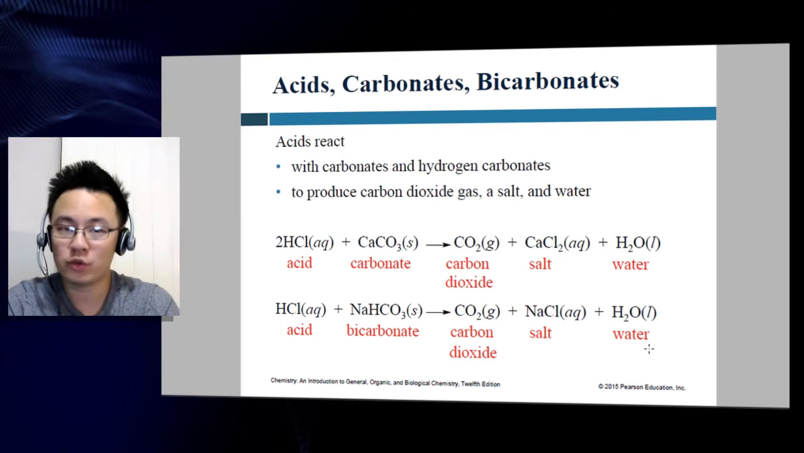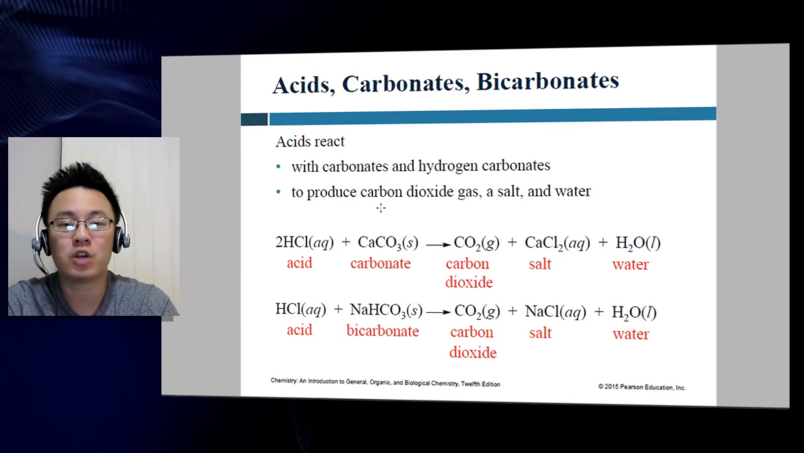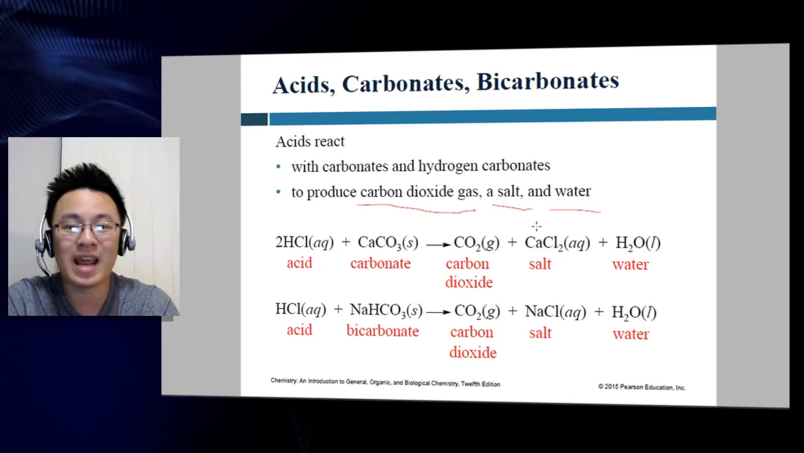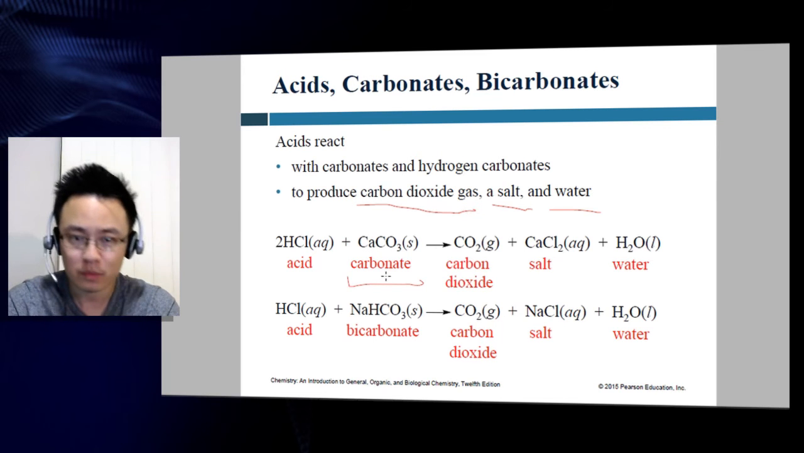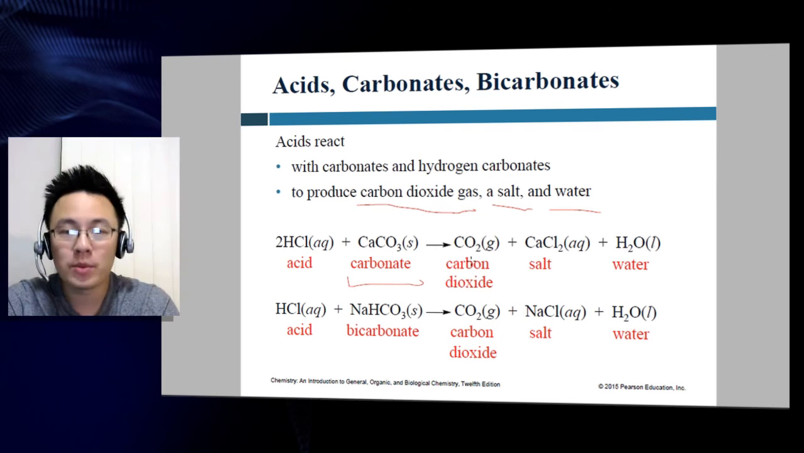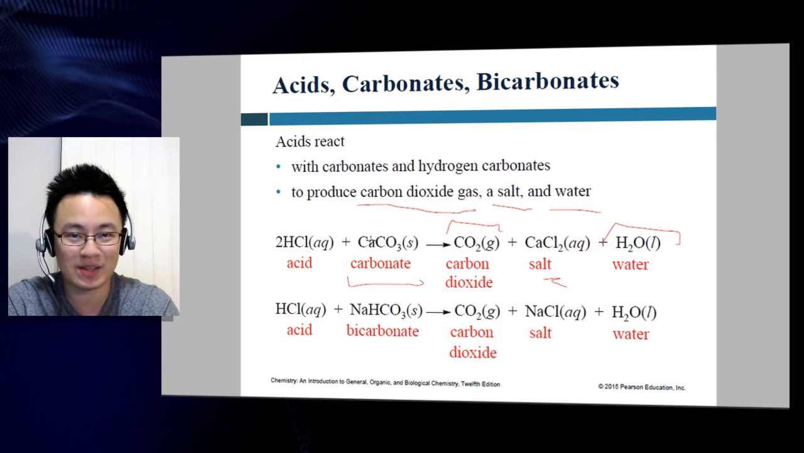Now, the acid, of course, reacts with carbonates and hydrogen carbonates. It also reacts to produce carbon dioxide gas, a salt, and water. As you can see, we have hydrochloric acid and a carbonate, calcium carbonate, and it produces carbon dioxide and water. So those are two things I would recommend writing first in this particular kind of reaction, and then determining what that salt is. Of course, calcium chloride would be that salt.